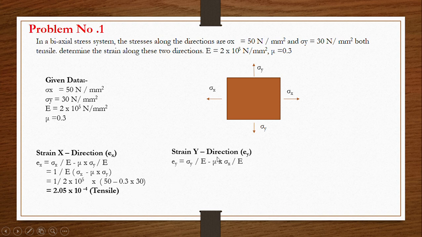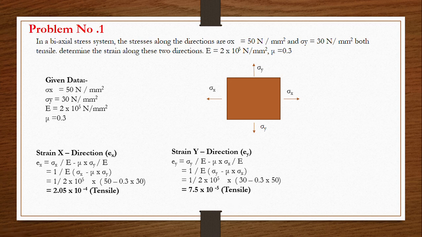For the y direction, same way, we interchange. So epsilon y is equal to sigma y divided by E minus mu into sigma x divided by E. Taking 1 by E common again, the remaining is sigma y minus mu into sigma x. Substitute the values, we again get a positive answer, 7.5 into 10 raised to minus 4. So this is positive, which will again be taken as tensile.